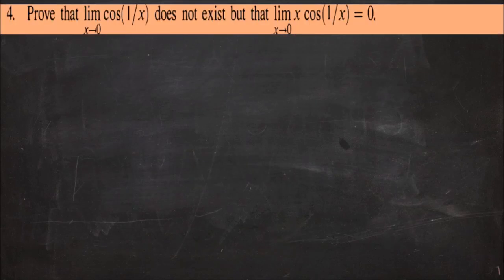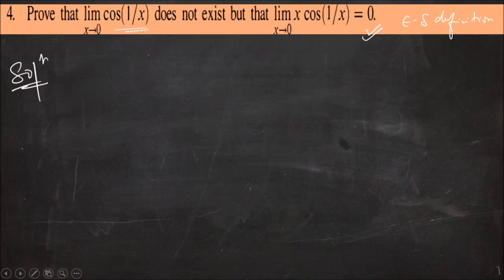Now let us see what is question number 4. So question number 4, solution. I have to show that limit x tends to 0 cos 1 by x does not exist, but limit x tends to 0 x cos 1 by x is equal to 0. For the second we will use the epsilon delta definition, and for the first I will construct two sequences xn and yn such that xn converges to 0, yn converges to 0, but their corresponding sequences converge to different limits. So this is what we are going to use.